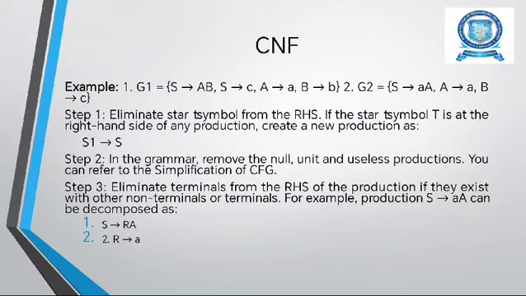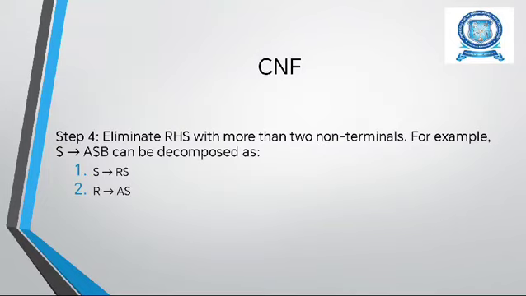Step 3. Eliminate terminals from the RHS of the production if they exist with other non-terminals or terminals. For example, production S tends to aA can be decomposed as S tends to RA, R tends to a. Step 4. Eliminate RHS with more than two non-terminals. For example, S tends to ASB can be decomposed as S tends to RS, R tends to AS.